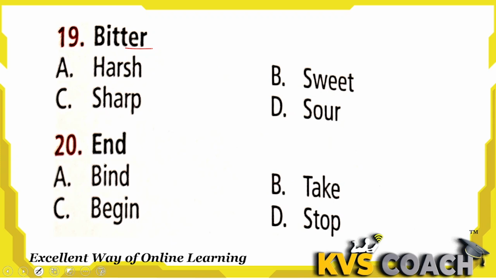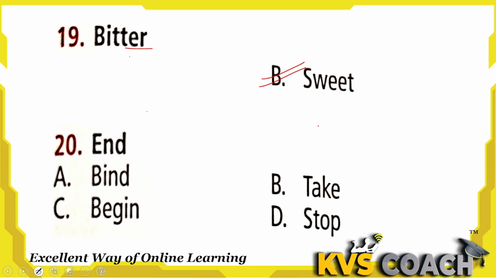Bitter means that which is caused by anger or hatred. Or you can say, if I am talking about the taste, a strong, unpleasant taste, that is called bitter. So what will be the pleasant in opposite to bitter? That is sweet. Harsh, sharp, sour, these all are not the opposite of bitter, but yes, sweet is the opposite of bitter. So option B is the right answer here.